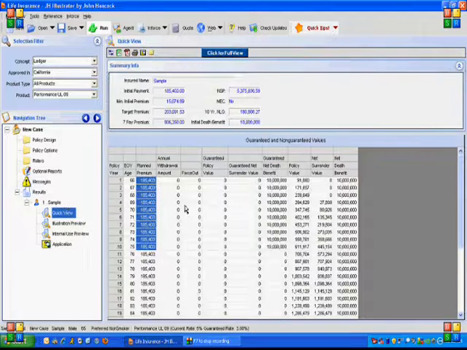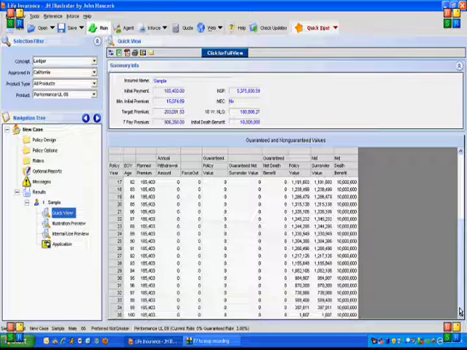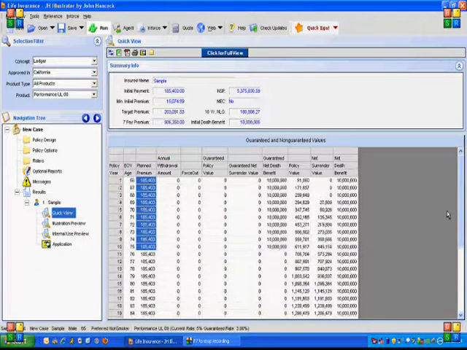Now if I change my crediting rate back to the current rate, which is 5%, what we'll see is the premium drops from 190 to 185. It doesn't seem like much of a difference, but it's $5,000 a year, and over, let's just call it, a 35-year period, 35 times 5,000, that's roughly $150,000 savings. So it does have some impact.